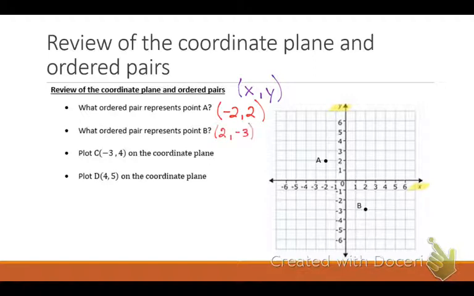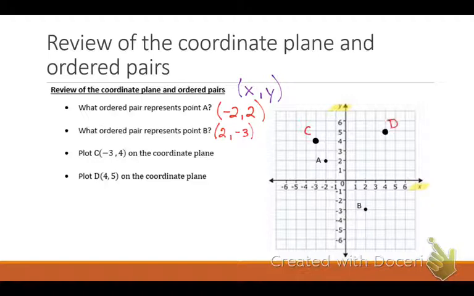Very good, 2, -3. Now we're going to plot point C. This -3 that occurs first tells me what X value this point needs to align with, and the 4 tells me what Y value the point needs to align with. Would I go left or right on the X-axis to go -3? I would go left, and then would I go up 4 or down 4? I would go up 4 because 4 is positive, and I would plot point C at -3, 4. All right, go ahead and do D.